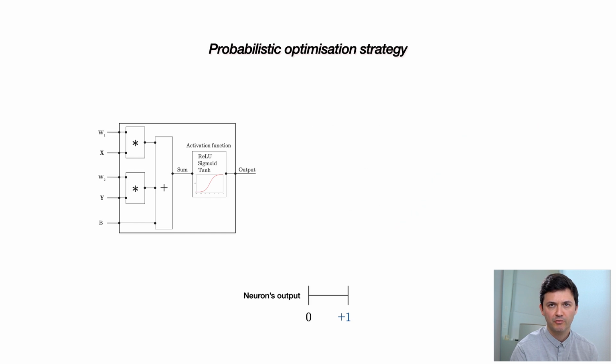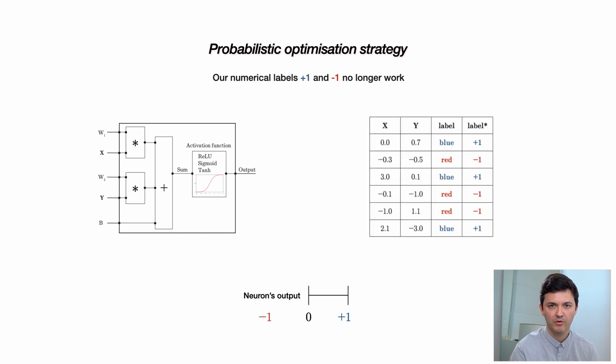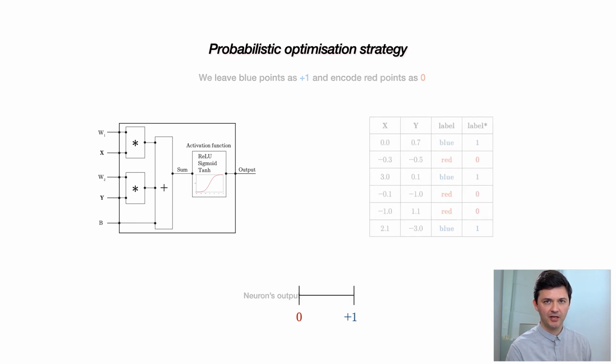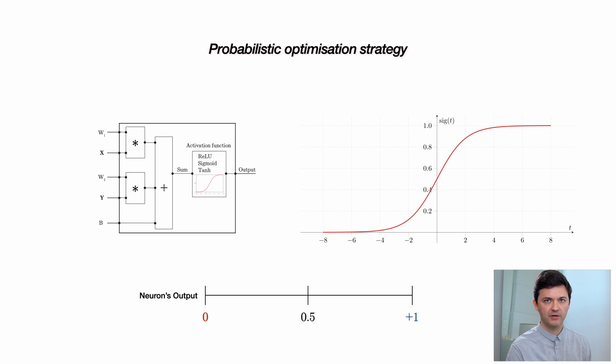And now when we look at our numerical labels that we assigned to the values blue and red, we'll see that they no longer work. The label +1 still works, but the label -1 does not work anymore because -1 is outside of the range of our neuron. So what we need to do is adjust our numerical encoding. We will leave blue points as +1, and we will now encode red points as 0 values. First let's make this range a little bit bigger so we can see better what's going on. Now all the outputs of our neuron will be in this restricted range from 0 to 1. They cannot go beyond it.